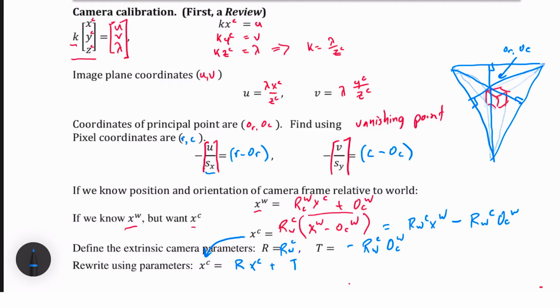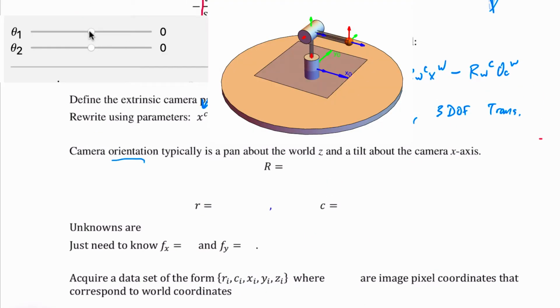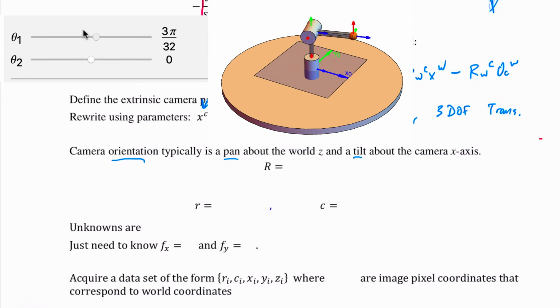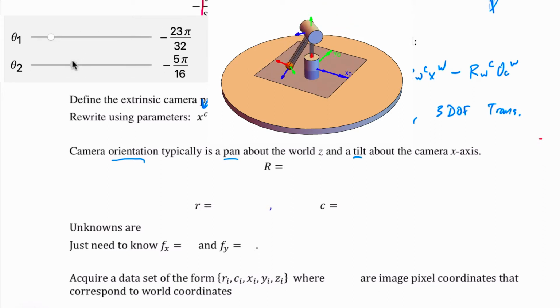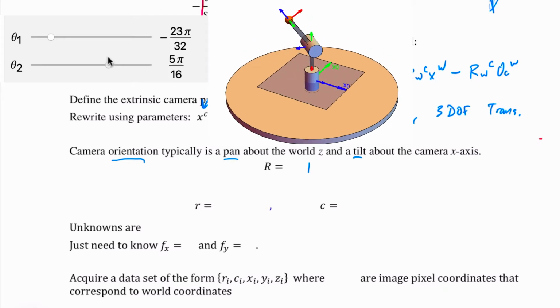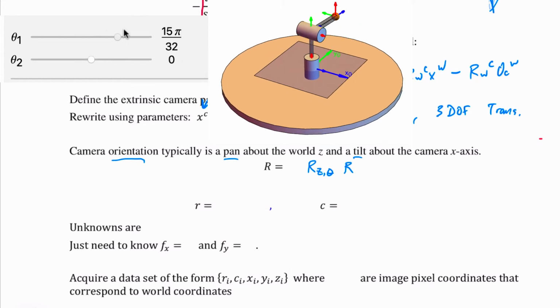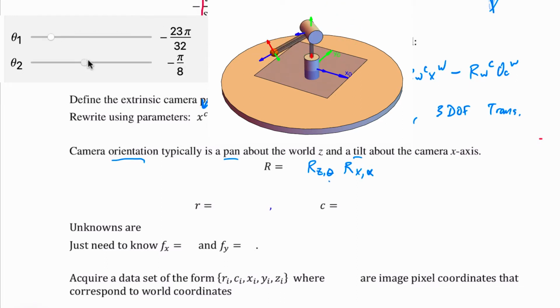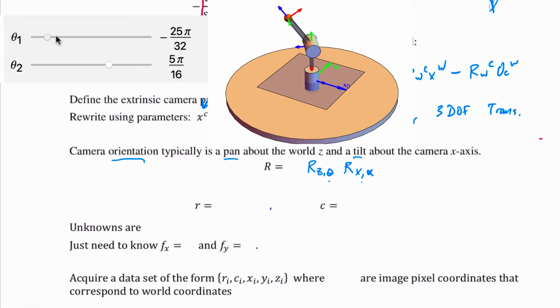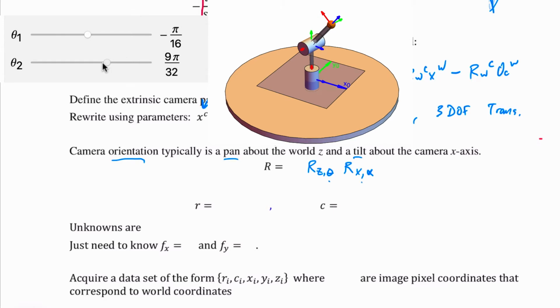And those are some unknowns that we don't know. There is 3 DOF rotation, 3 DOF translation. Very commonly, we use something called a pan tilt gimbal for the camera. If we do that, then we have a rotation around the world z-axis, so RZ of theta, and then we have a tilt about the camera x-axis. So that's the current frame, so post multiplies x of alpha. This theta is the angle between our x-axes, and this alpha is the angle between our z-axes.